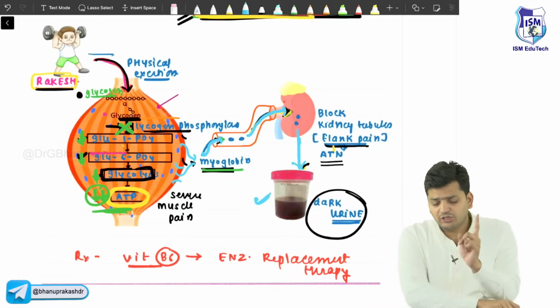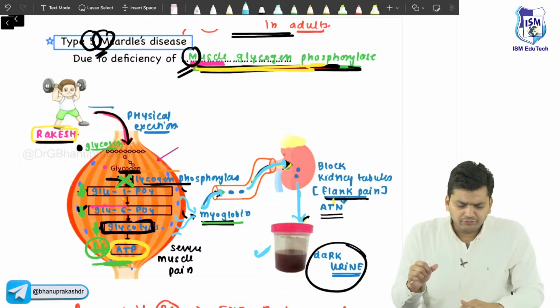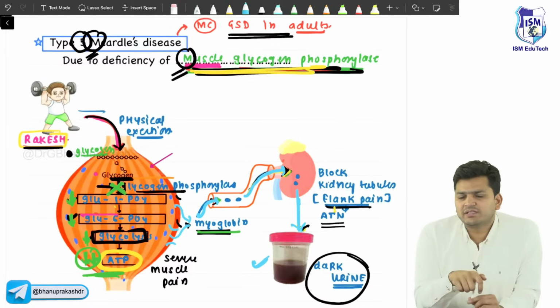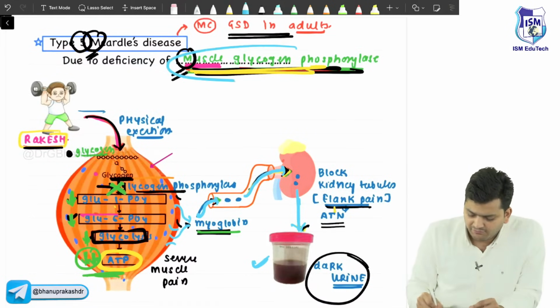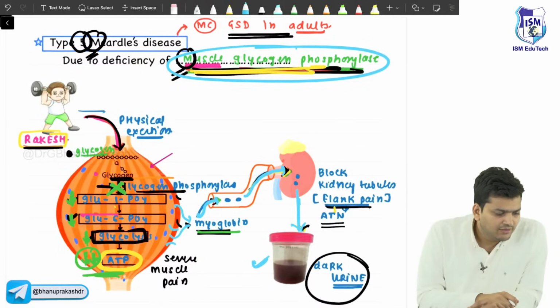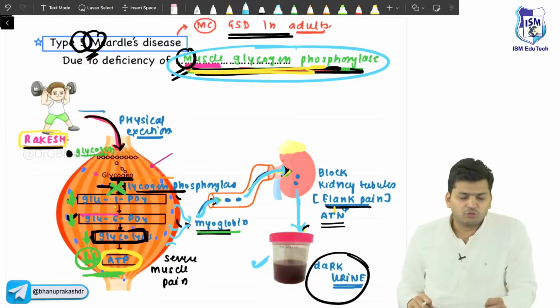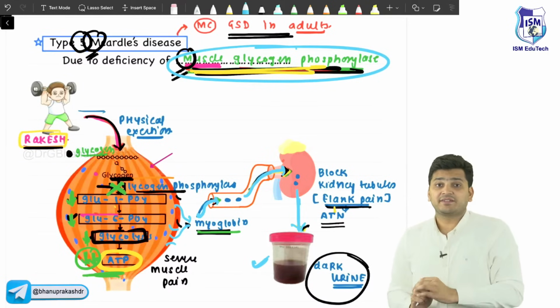If they want to ask a difficult question, can you tell me what is the coenzyme for muscle glycogen phosphorylase? Yes, very good, good doctor, it is vitamin B6.